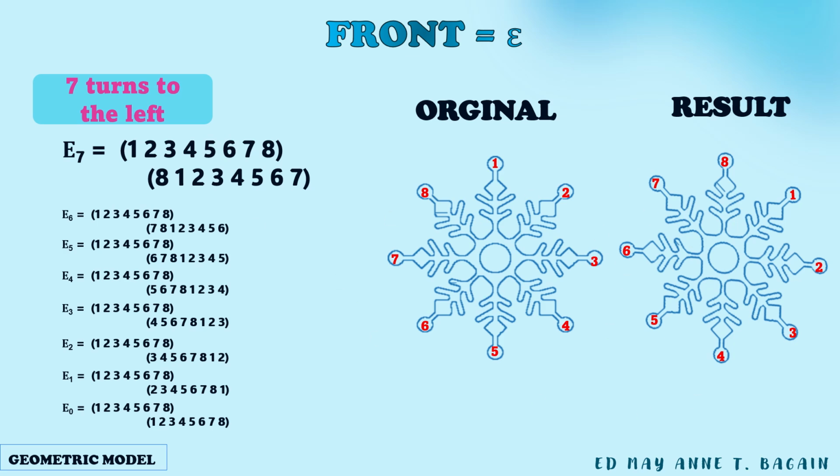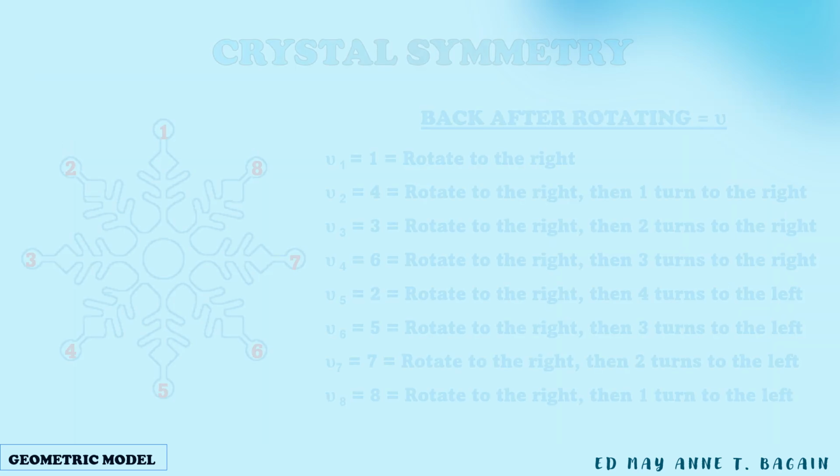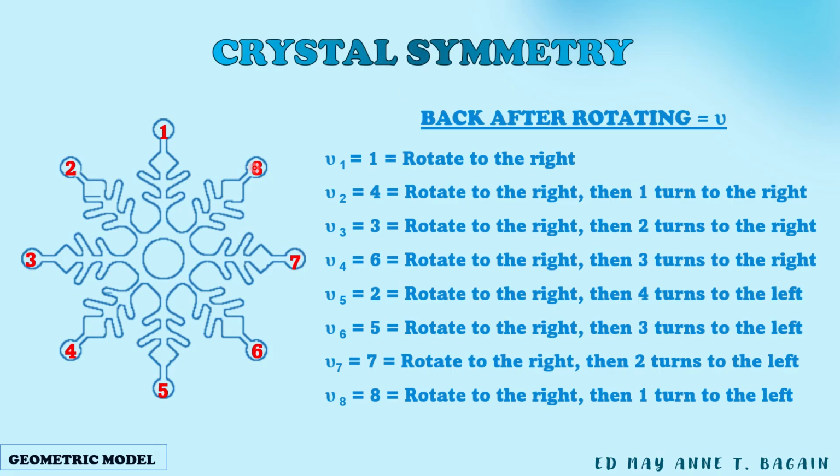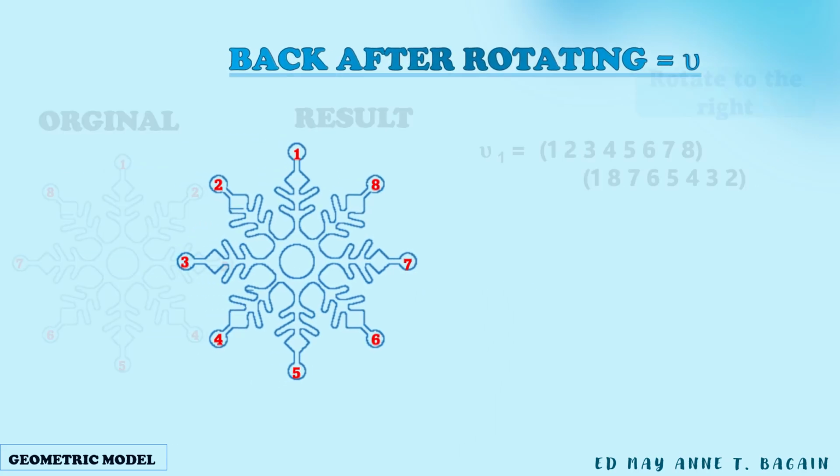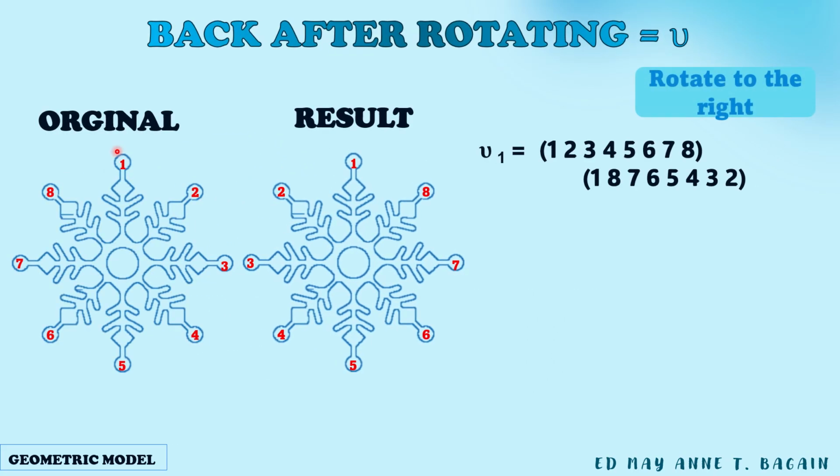So now let's check how these elements would move if we change the name from 1462578 into upsilon. Okay, let's check. So we have here the original, and this one would be the result. The same with the previous slides. We have here the original, and this one would be the result.